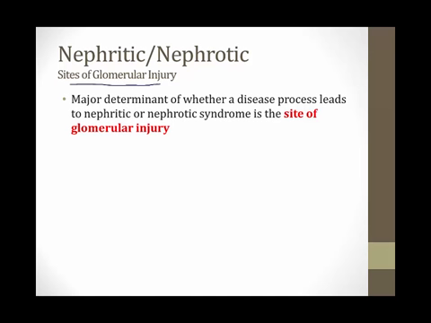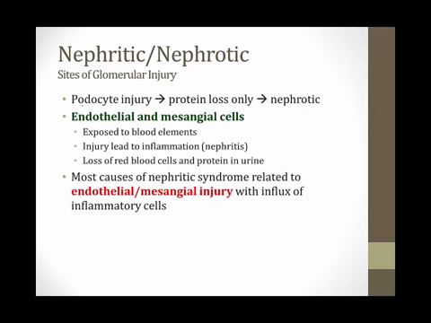The major determinant of whether a disease process leads to either the nephritic or nephrotic syndrome is the site of glomerular injury. When the glomerular injury is limited to the podocytes, this leads to protein loss only. That's because the podocytes are walled off from the blood elements and inflammation does not occur. And this leads to the nephrotic syndrome, which I talk about in detail in another video.